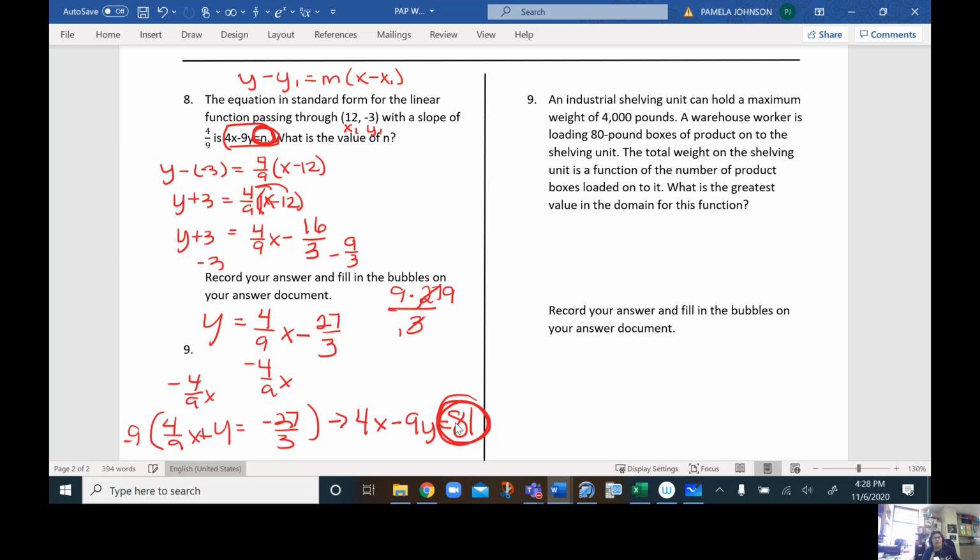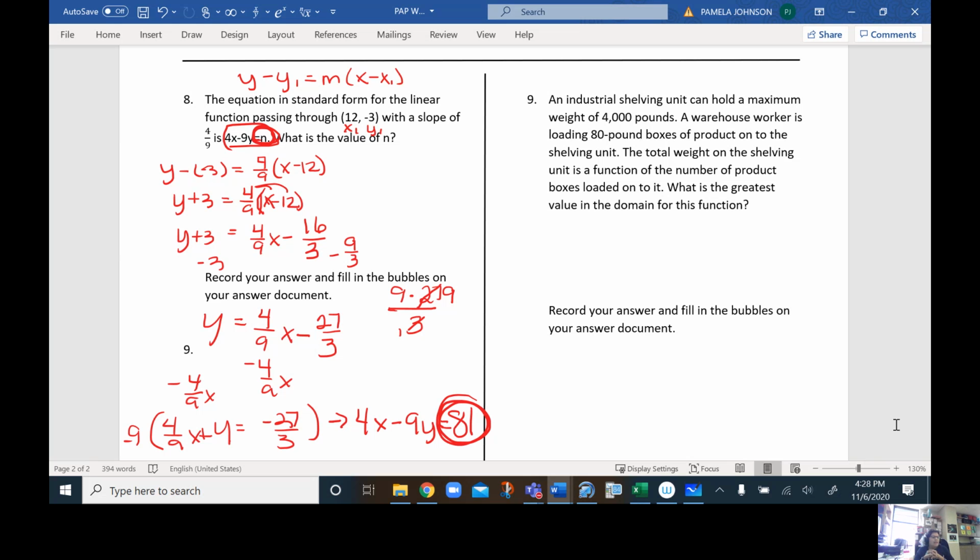That was the answer to this. Okay, 81. All right. So on your answer document, that's what you should have put. I had a few of you get it right. I had a lot of people miss that. They just weren't sure where to go with it.